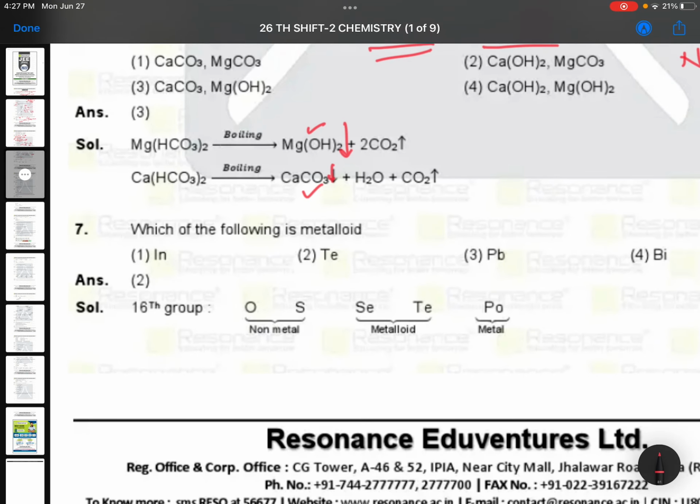Which of the following is metalloid? This paper is taken from Resonance. Thank you, Resonance teachers, for providing this question paper for all the students all over India. Thank you so much, sirs.